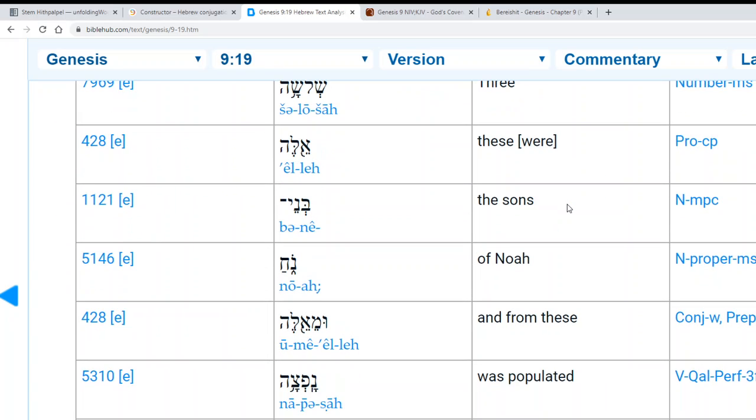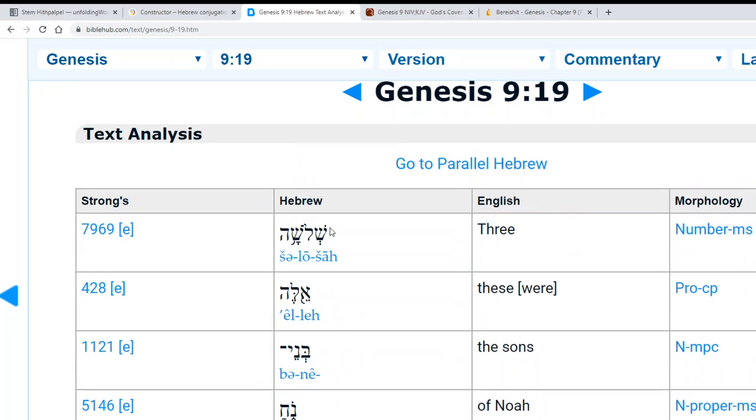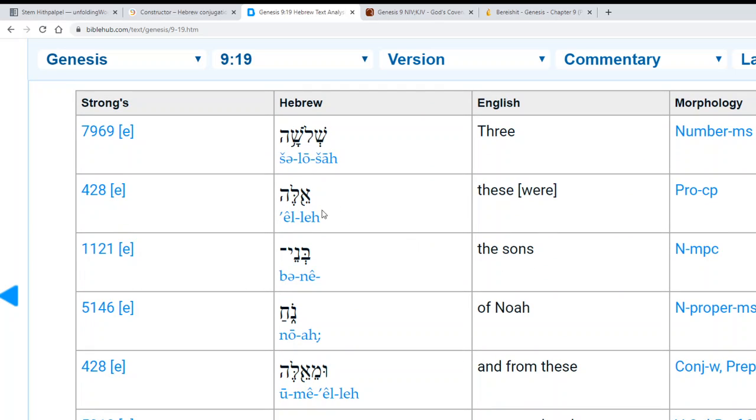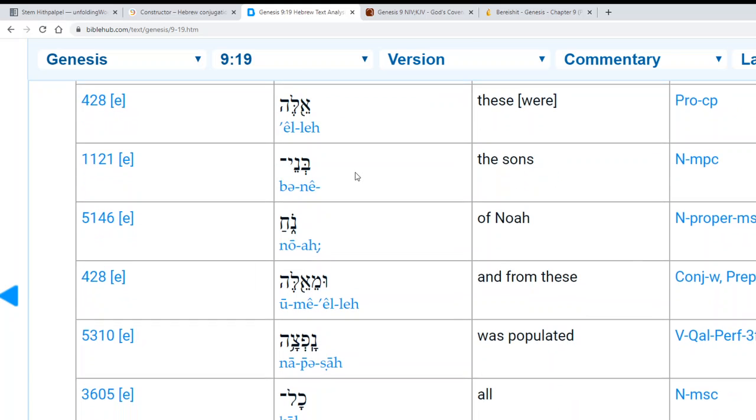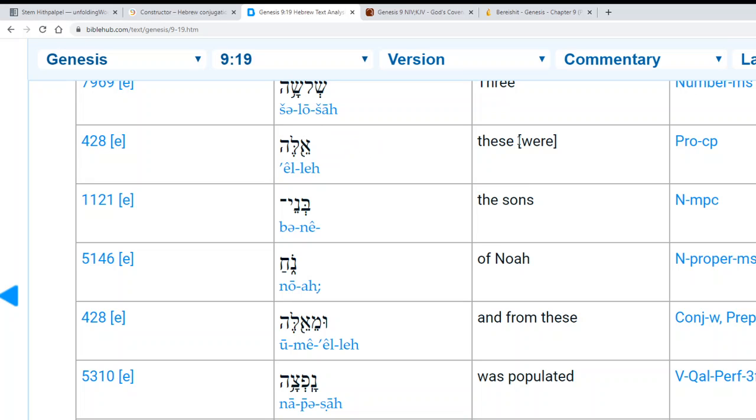Okay, verse 19. Shlosha ele v'nei Noach umele nafza kol haaretz. Shlosha is 3 in the masculine, and it's written bechisaron. It's written without a vav. It's lacking. Ele, these 3. Ele meaning these. And the pronoun in Shlosha ele bnei Noach is kind of being used as the verb, like they say. So Shlosha ele bnei Noach: these are the 3 sons of Noah.